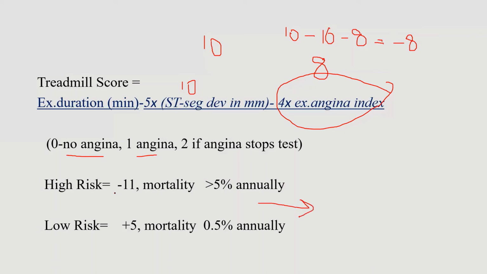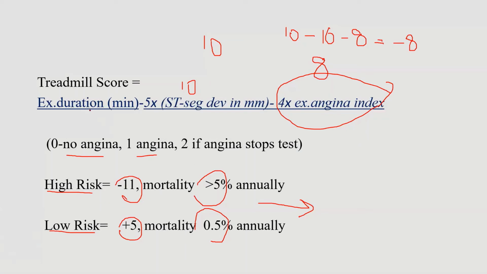So if it is minus 11, the mortality is more than 5. If it is plus 5 and more, the mortality is 0.5. So we have high risk, low risk, and intermediate risk according to the treadmill score. So treadmill score is very, very prognostic, and it incorporates 3 parameters: exercise duration, ST segment deviation, and angina index. And this is how you calculate it. Okay, it is important.